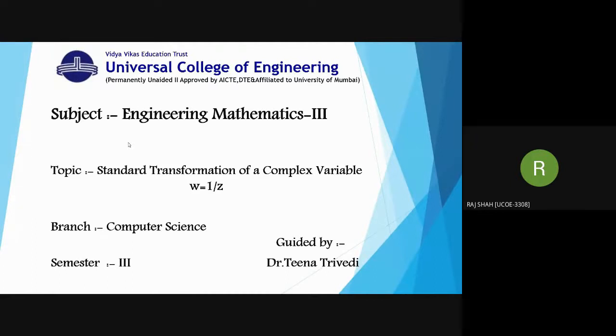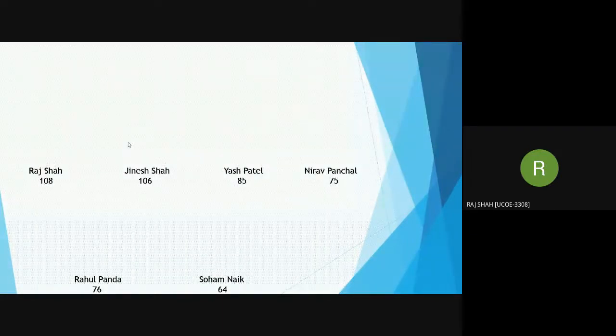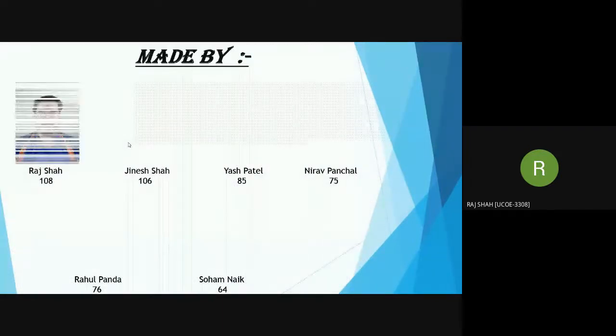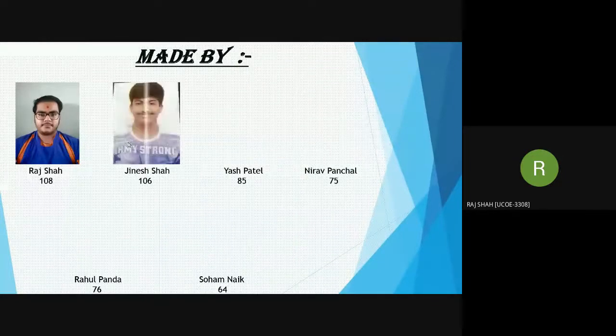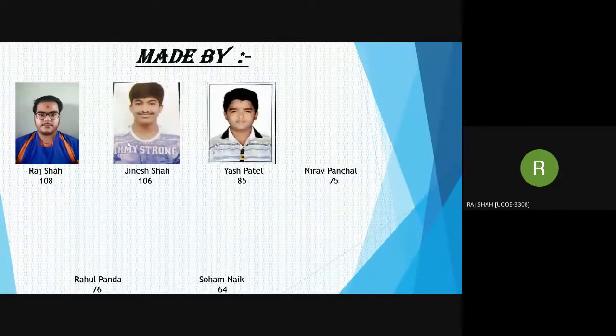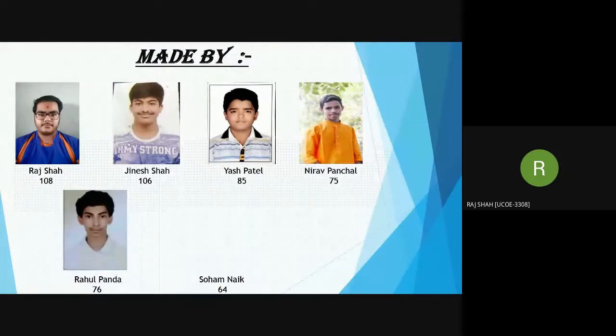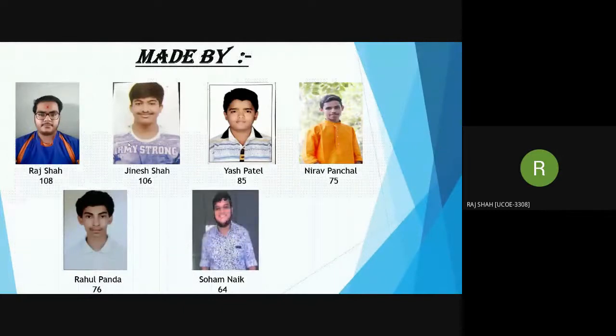Today, me and my group are going to present on the topic of the standard transformation of a complex variable, which is W is equal to 1 by Z. This project is made by our group members, which are Raj Shah, serial number 108, which is me, Jinesh Shah, serial number 106, Yash Patel, serial number 85, Nirav Panchal, serial number 75, Rahul Panda, serial number 76, and Som Naik, serial number 64.